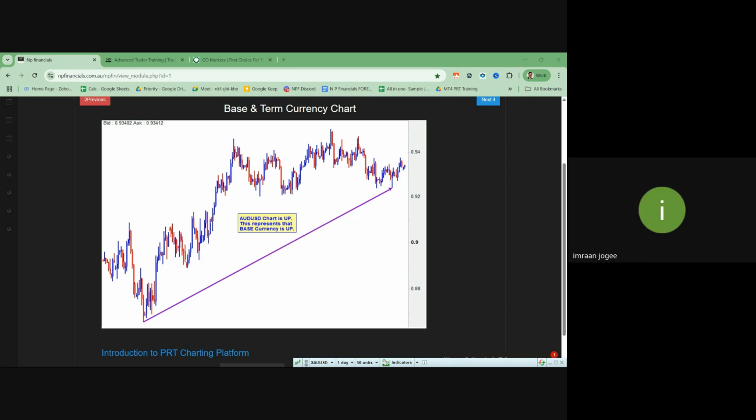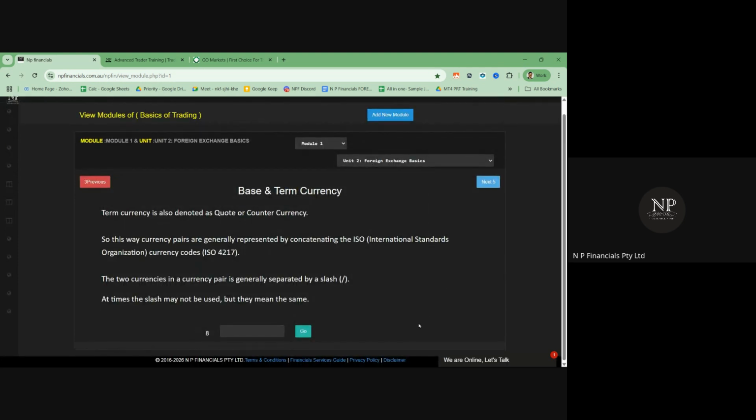So tell me if I'm understanding this correctly. If you've got the base currency with the line going in an uptrend, that means it's gaining on the term currency. Yes, it is appreciating against the term currency. Now I'm understanding who's winning in the trend. Absolutely.